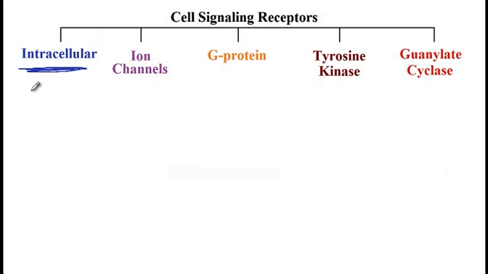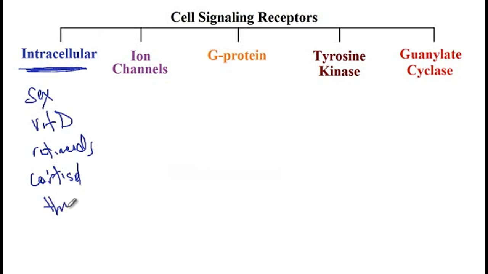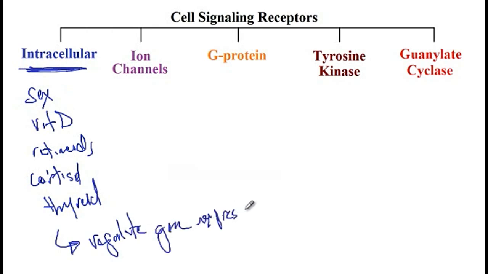An example of the hydrophobic molecules include the sex hormone, vitamin D, retinoids, cortisol, and thyroid hormone. So all these structures that have steroids inside and are hydrophobic would be able to pass the plasma membrane and act on the intracellular receptors, and from there on they act as transcription factors and regulate gene expression. Then we have the ion channels such as the sodium, potassium, and chloride, which will be opened by different neurotransmitters.